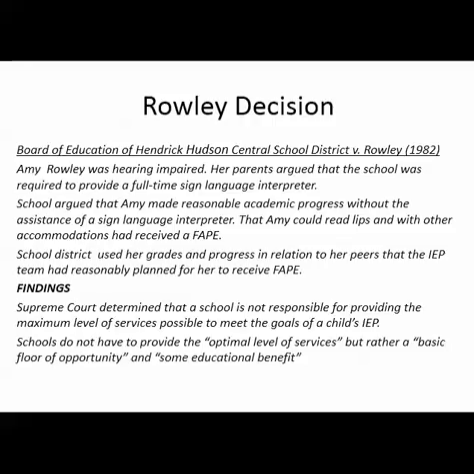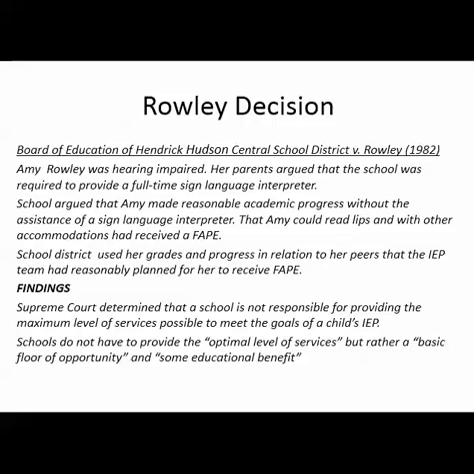Amy Raleigh was hearing impaired, and her parents argued that the school was required to provide a full-time sign language interpreter. The school argued that Amy made reasonable academic progress without the assistance of a sign language interpreter, that Amy could read lips and with other accommodations had received a free appropriate public education. The school district used her grades and progress in relation to her peers that the IEP team had reasonably planned for her to receive a free appropriate public education.